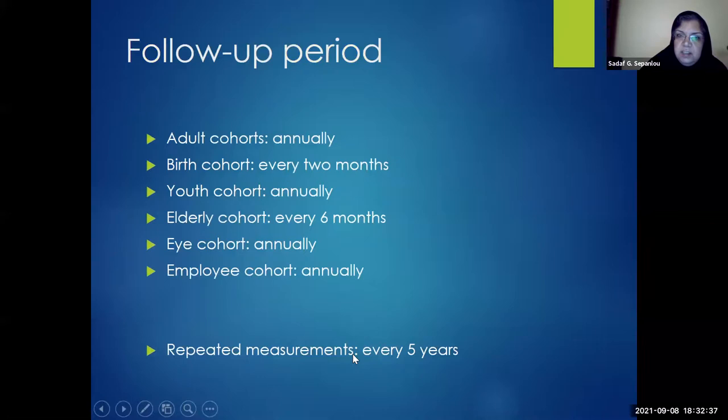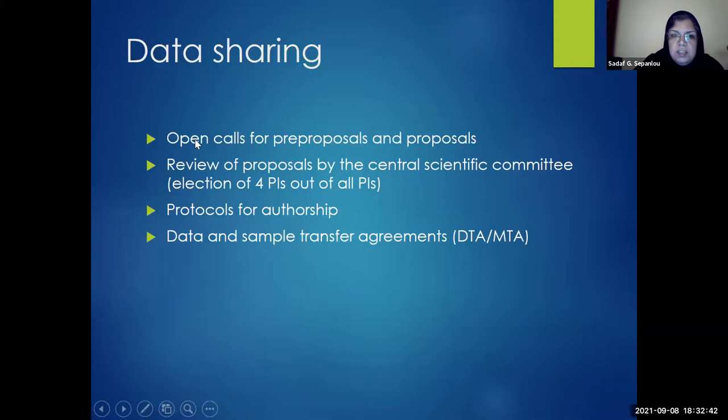And for data sharing, the central team sets up open calls for pre-proposals and proposals. The central scientific committee has assigned 4 PIs to review the proposals that are submitted. The protocols for authorship have been developed, and data and sample transfer agreements have been developed to be signed by the person who sent the proposal and wants to obtain the data.